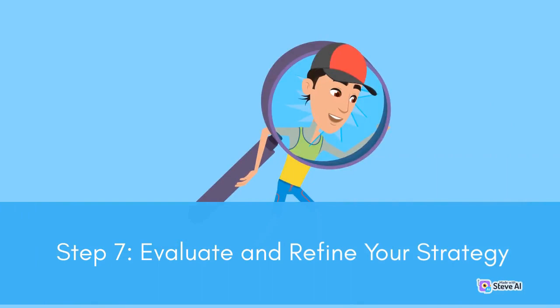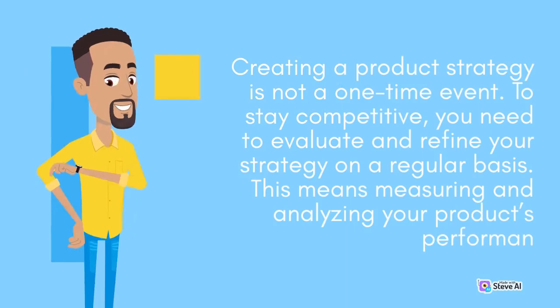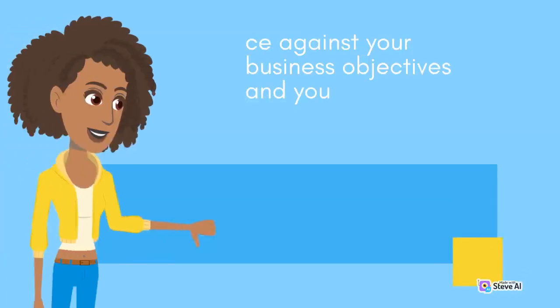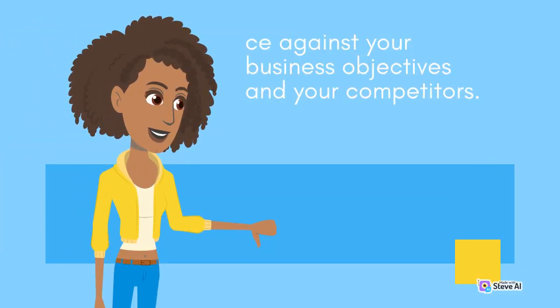Step 7. Evaluate and refine your strategy. Creating a product strategy is not a one-time event. To stay competitive, you need to evaluate and refine your strategy on a regular basis. This means measuring and analyzing your product's performance against your business objectives and your competitors.